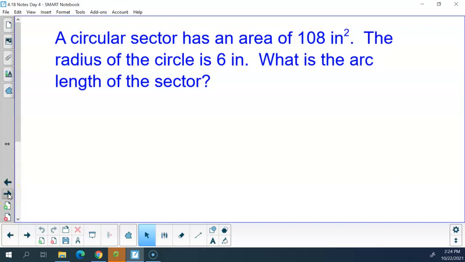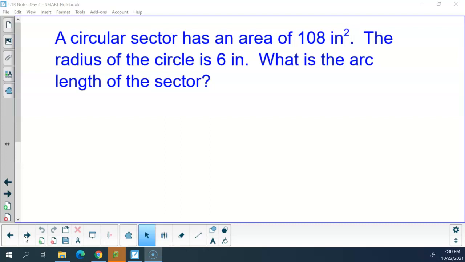Warm up problem today. A circular sector has an area of 108 square inches. The radius of the circle is 6 inches. What is the arc length? Okay. Go for it. A lot of stuff going on here.